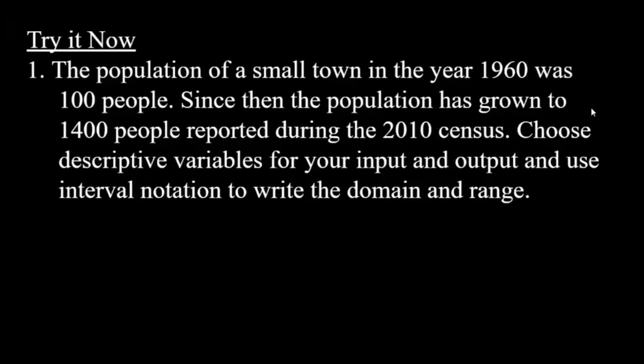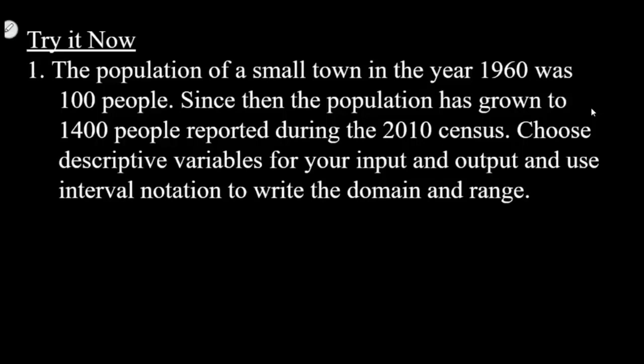So let's try this one. The population of a small town in the year 1960 was 100 people. Since then, the population has grown to 1,400 people, reported during the 2010 census. Choose descriptive variables for your input and output and use interval notation to write the domain and range. So the first question is, if you're looking at this problem, what do you think the input would be? What words or word would you use to describe the input?